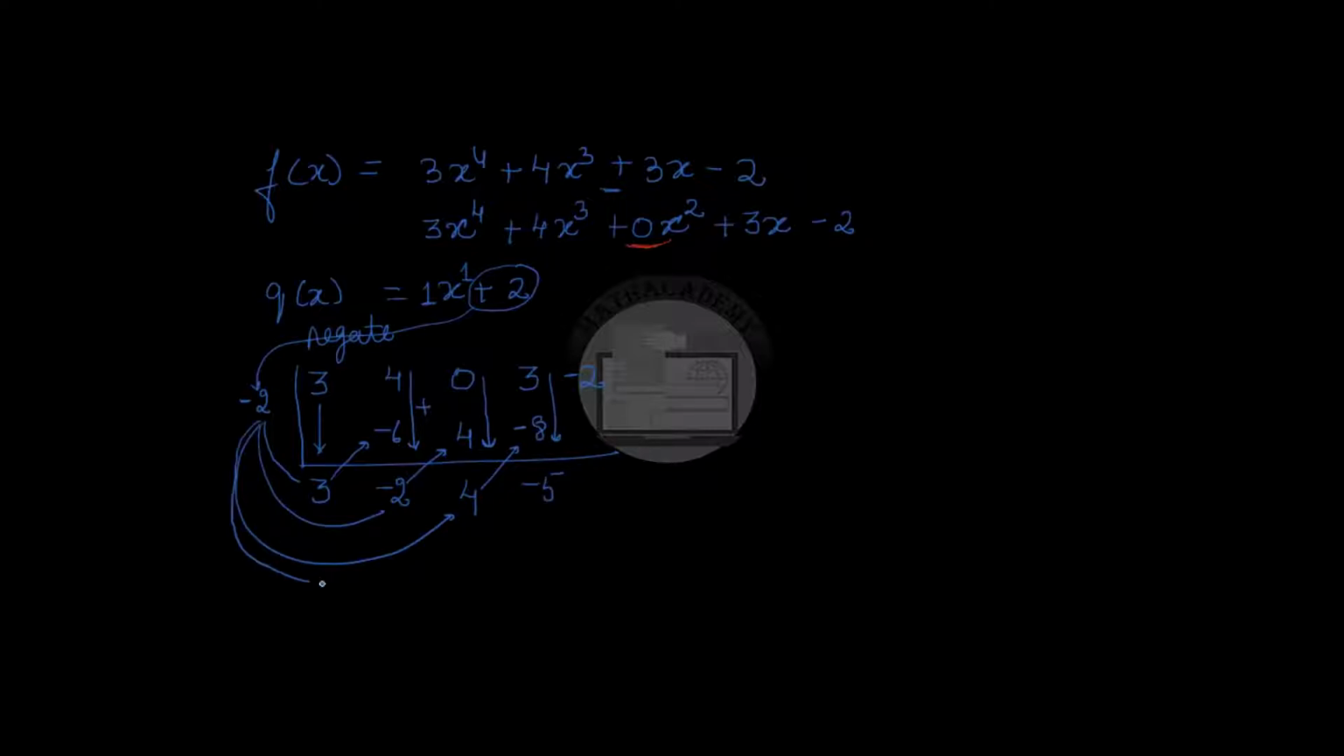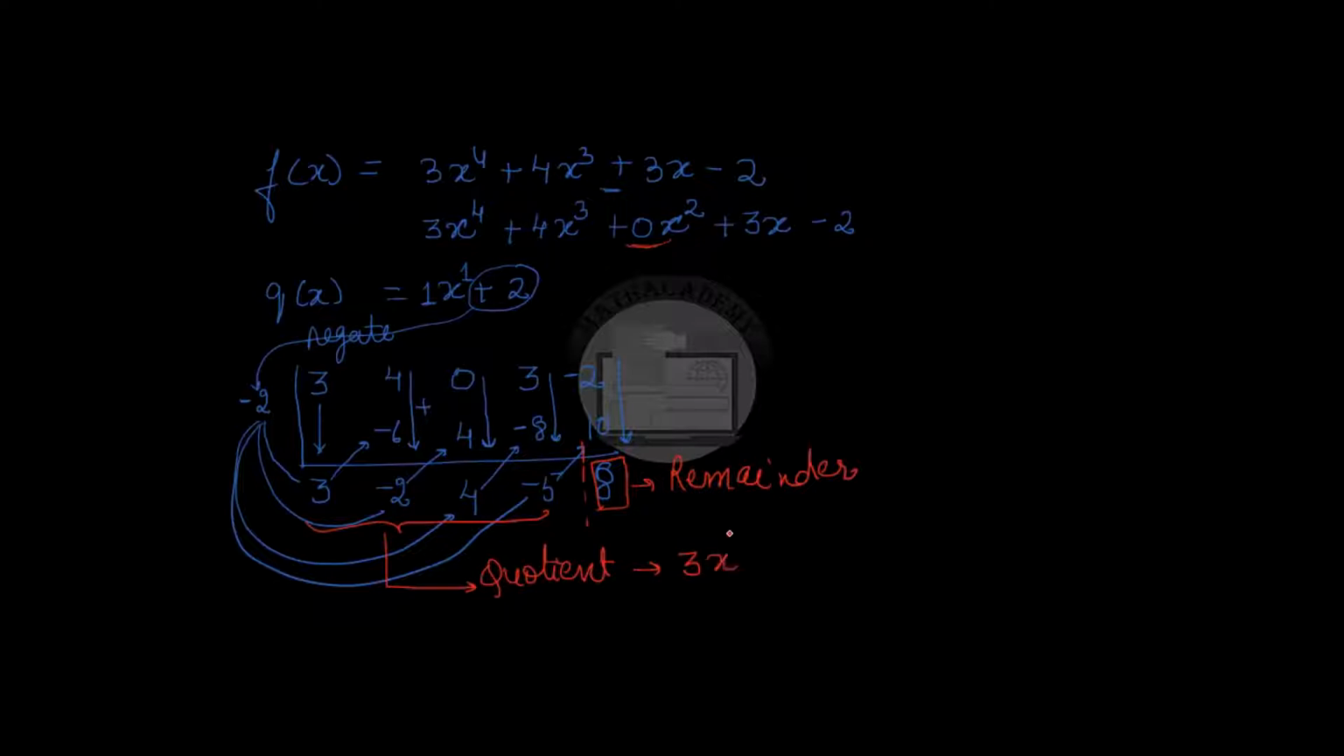And negative 2 into negative 5 gives a positive 10. When we perform the addition, we get an 8. We separate the last term, which is our remainder. So when we perform this division, we get 8 as the remainder. These other numbers form the coefficients of the quotient function. So our quotient function is given by 3x cube minus 2x square plus 4x and negative 5.